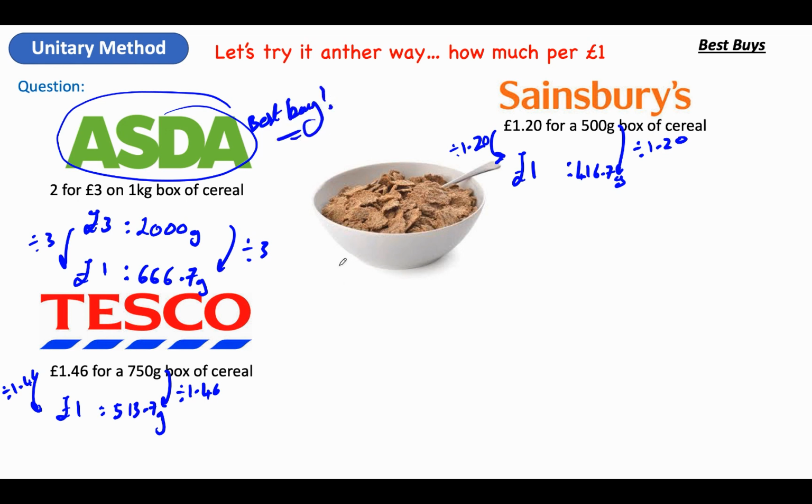So what I'm trying to highlight here is you need to think: are you trying to find out how much you get for your money, in which case you want the most, or are you trying to find out how much it is, say, per gram or per can, in which case you want it to be as cheap as possible.